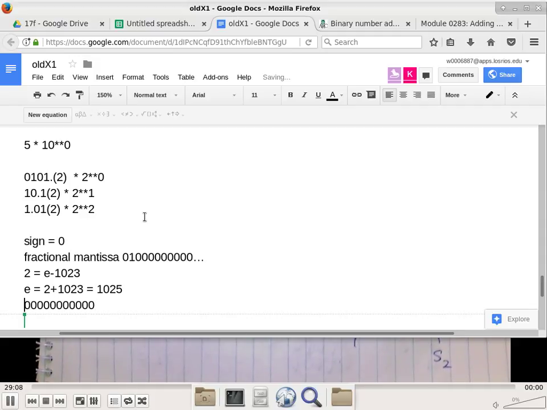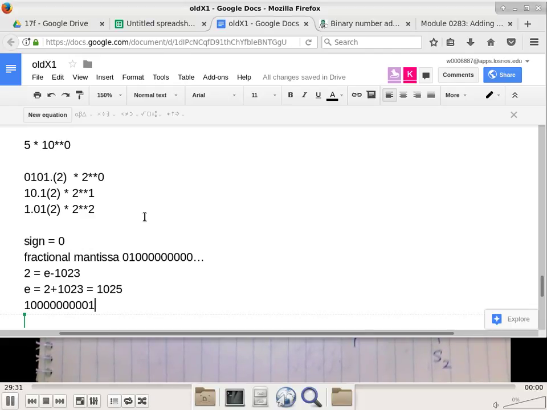We know 1024 is 2 to the power of 10. So that means there's a 1 here. That takes care of 1024 with only 1 left. So which bit should I turn on to represent that one last quantity of 1? There you go.